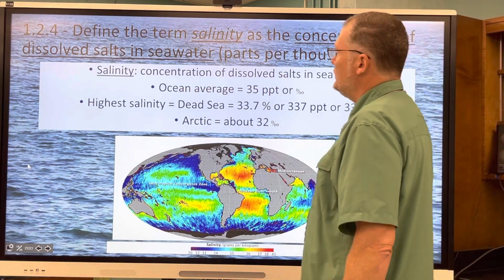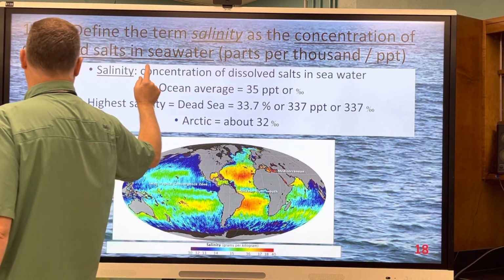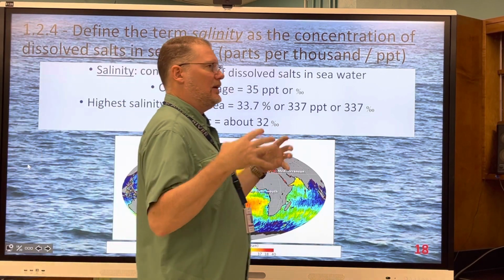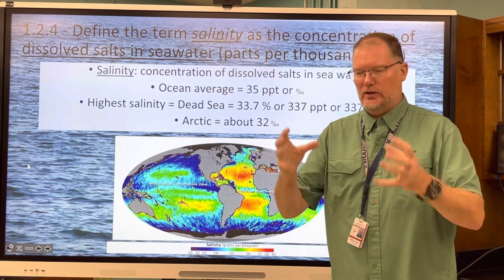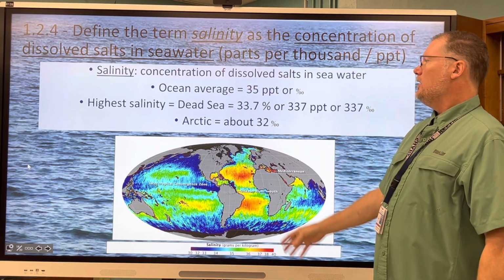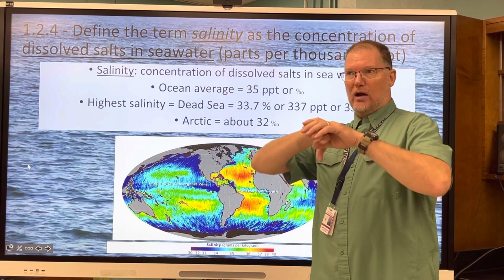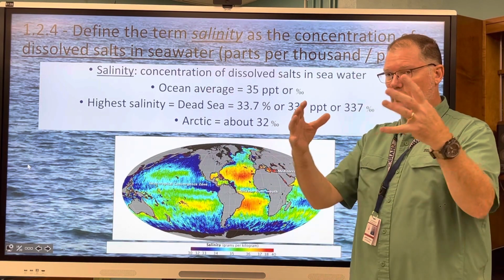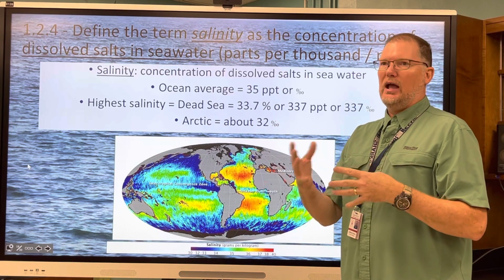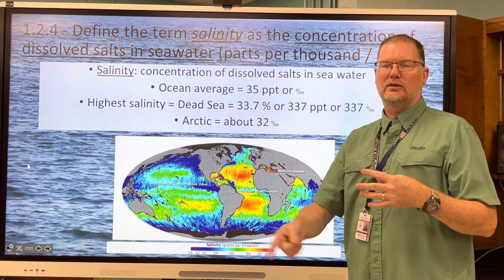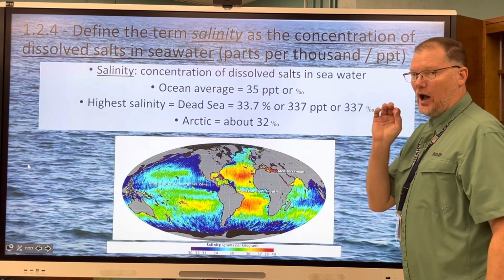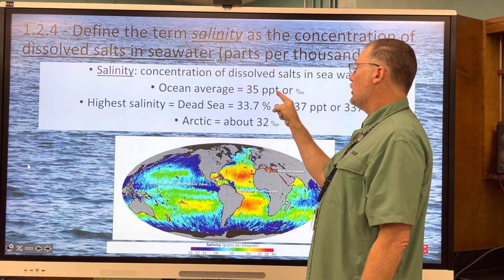So, slide 18, define the term salinity. It is the concentration of dissolved salts in seawater. It's how much salt is in that sample of water, okay? So for the ocean, around the world now, the entire ocean, the seas, Atlantic, Pacific, Indian, and the Antarctic Ocean, all of those big major oceans, average 35 parts per thousand.